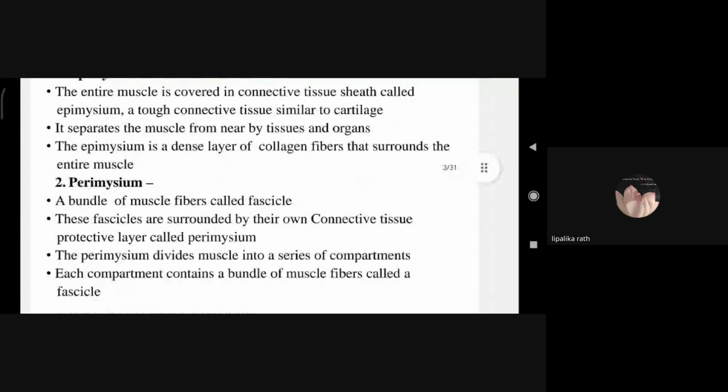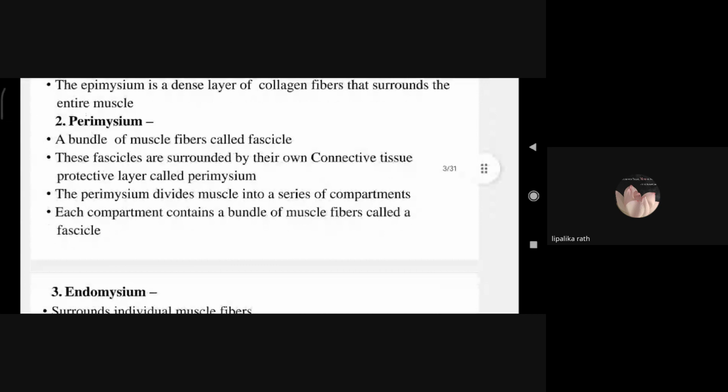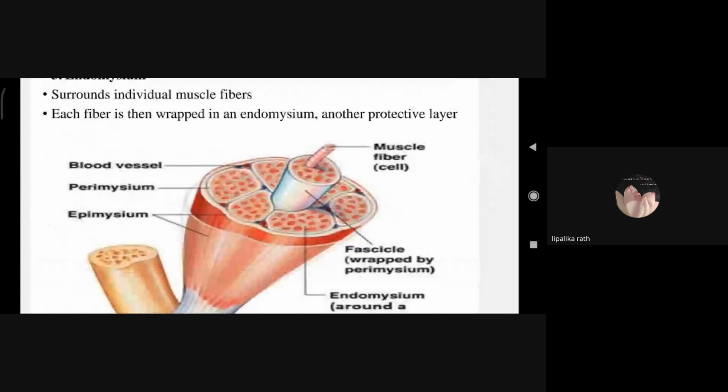Next is perimysium. A bundle of muscle fibers is called a fascicle. These fascicles are surrounded by their own connective tissue or protective layer called perimysium. See here, the single muscle fiber or single cell in the middle of this picture.